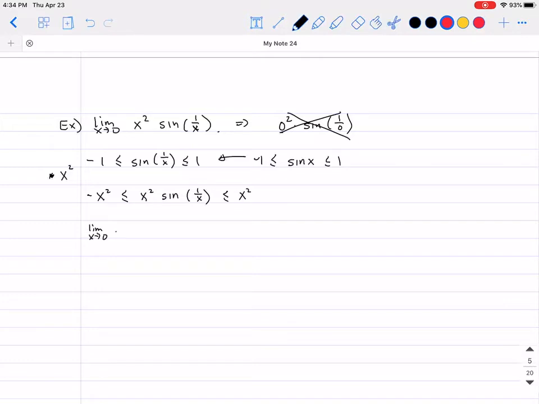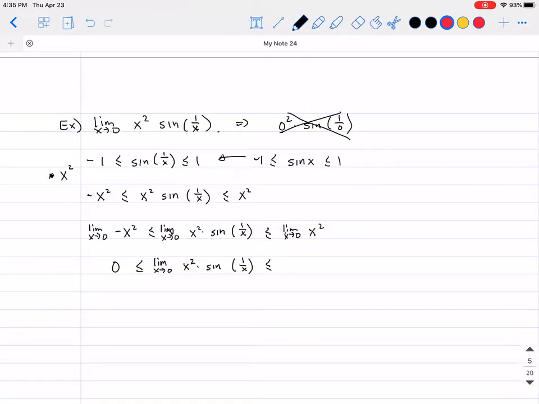Now we'll apply the limit just like we did in the previous problem. The limit as x approaches 0 of -x squared is less than or equal to the limit as x approaches 0 of x squared times sine of 1 over x, and that's less than or equal to the limit as x approaches 0 of x squared. Both of these limits on the left and the right we can solve for because they are polynomials, so we can use direct substitution. The left-hand limit is going to give us 0, because when we plug in 0, that's what we get, and it is less than or equal to what we're trying to solve for.